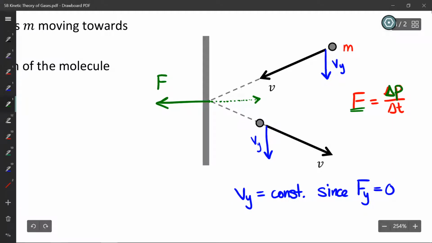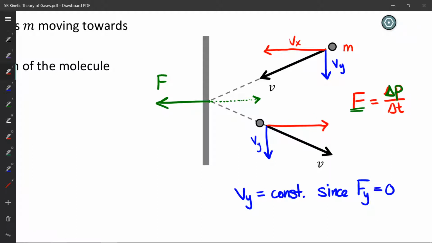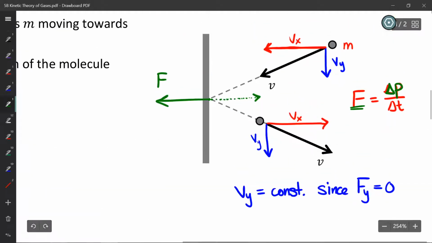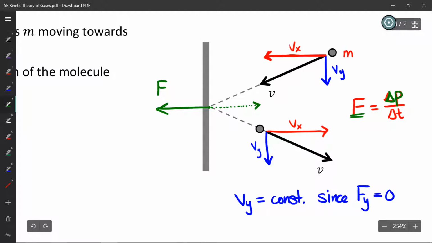That means that the only thing that's going to change is the horizontal velocity, the velocity in the x direction. I'll call that Vx. The Vx is the only thing that can change, because that's the direction of the force. So you imagine the particle's coming in with this velocity, it hits the wall, the wall pushes it back, turns the velocity around and points it in the opposite direction. But because the collision was elastic, the magnitude of Vx before and after has to stay the same. The speed has to stay the same since it's elastic. So the Vx magnitudes are going to be the same, but they're pointing in opposite directions.